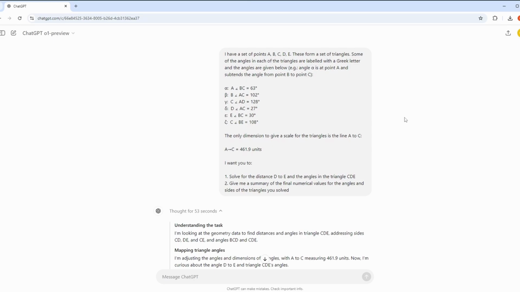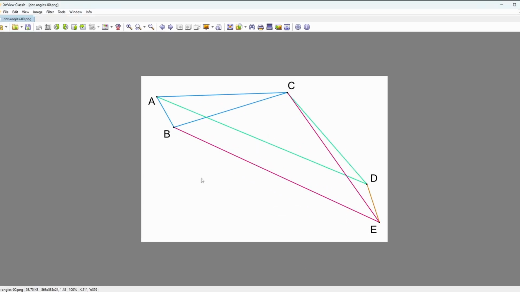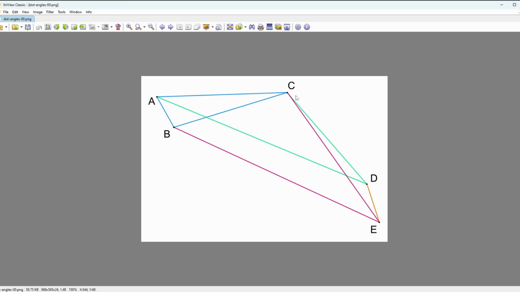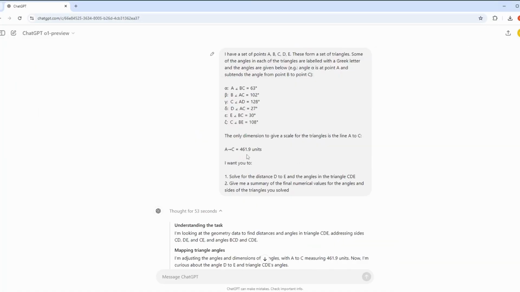This is basically just a geometric problem. We have a set of points, A, B, C, D, E. We have lines between those points forming triangles. We want to know what the angles are of the triangles and the lengths of the sides of the triangles. And indeed, we want to end up knowing the distance between D and E. We have a subset of angles, which it's given. And to scale this diagram, the distance between A and C, as shown there, is 461.9 units.